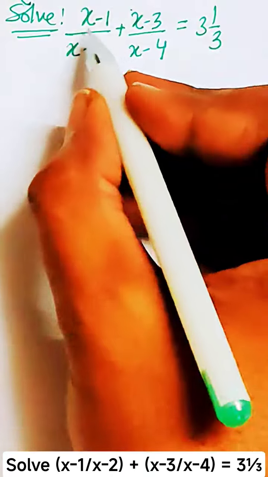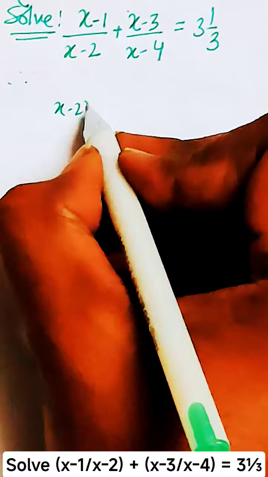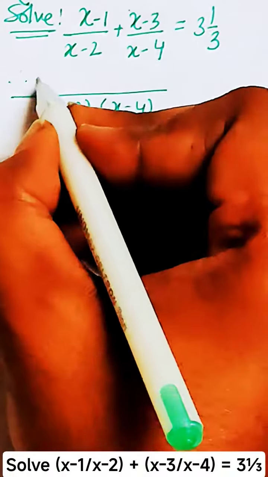Let us solve this quadratic equation today. The quadratic equation which is given to us is (x minus 1)/(x minus 2) plus (x minus 3)/(x minus 4) equal to 3 1/3. 3 1/3 is a mixed fraction.